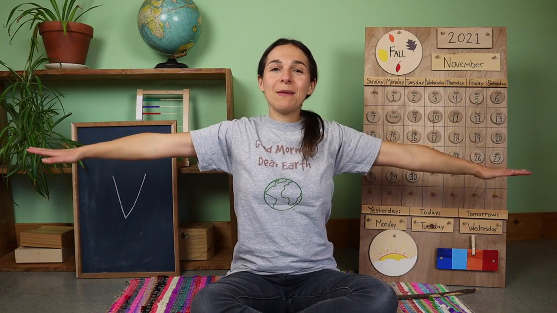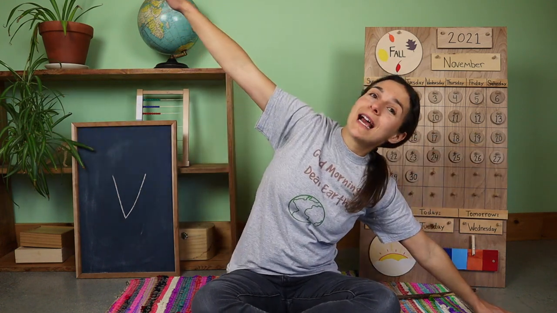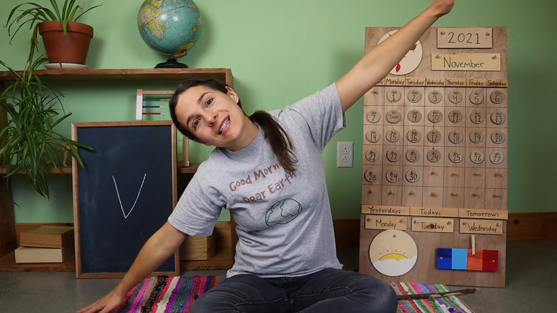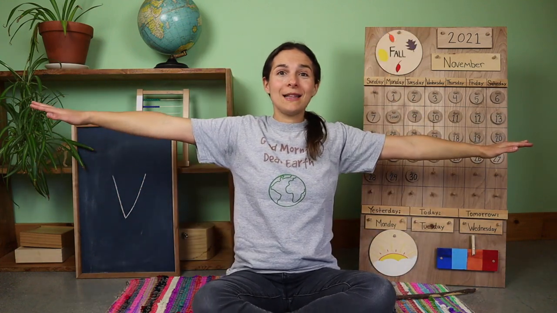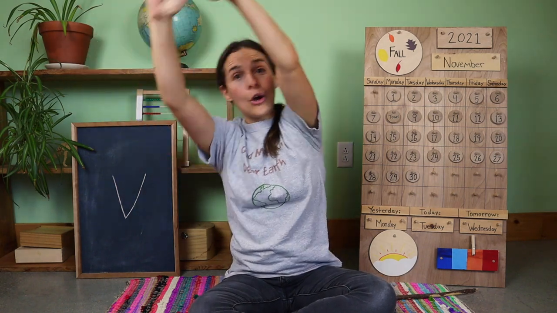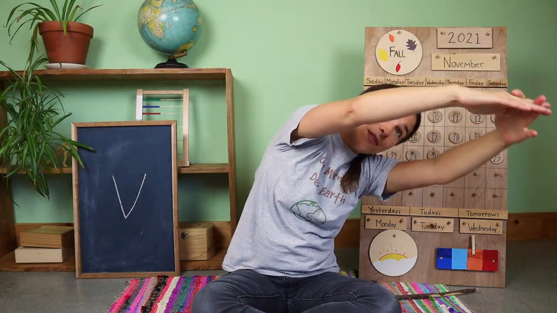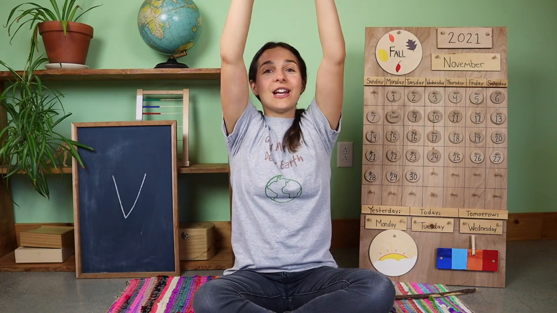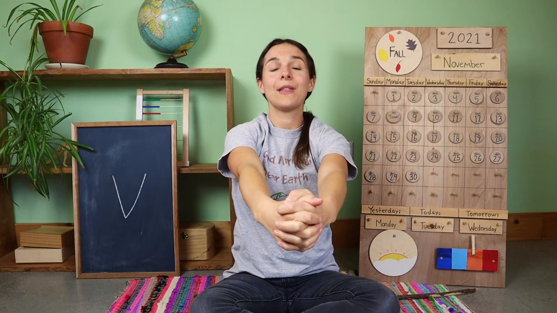Stretch your arms out like airplane wings. We'll fly to one side, over to the other side, fly back to the middle. Big stretch out in front. Now take the circle up over your head. We'll stretch on this side, over to the other side. Last stretch, and now let's sing together.